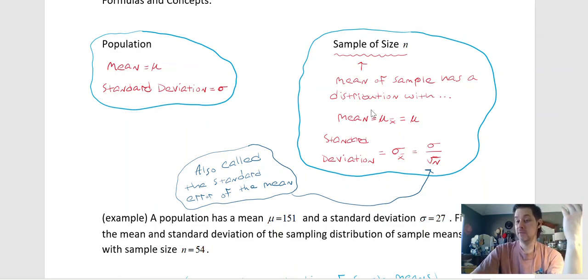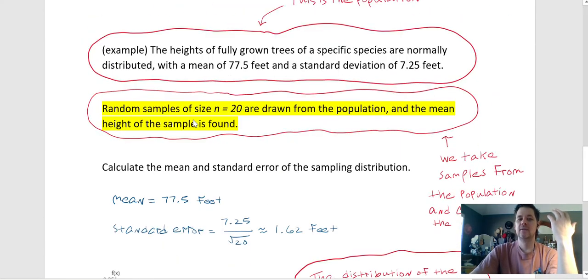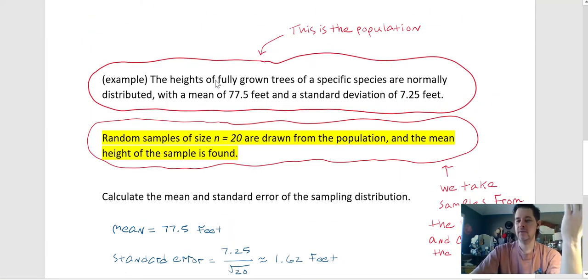Then it will have its own distribution, okay? With the mean being the same as the mean for the population, and the standard deviation being the standard deviation for the population divided by the square root of the sample size. That's also called the standard error of the mean. Now, let me put all this in the context of an example. You'll run into an example a lot like this on my MyMathLab.